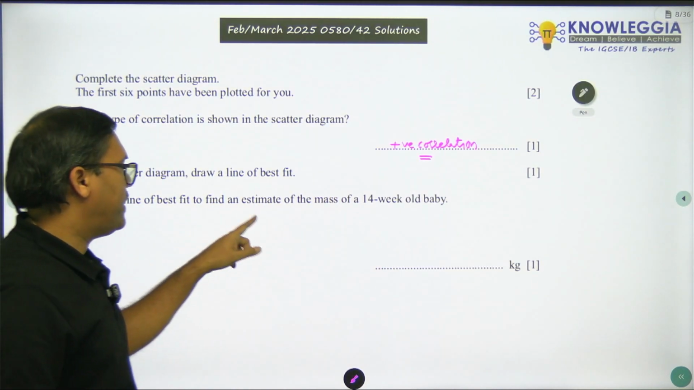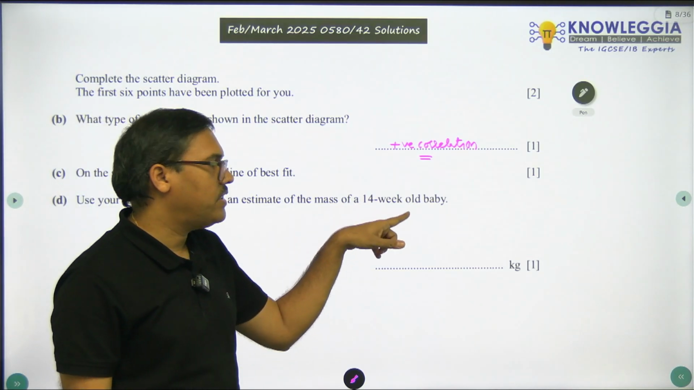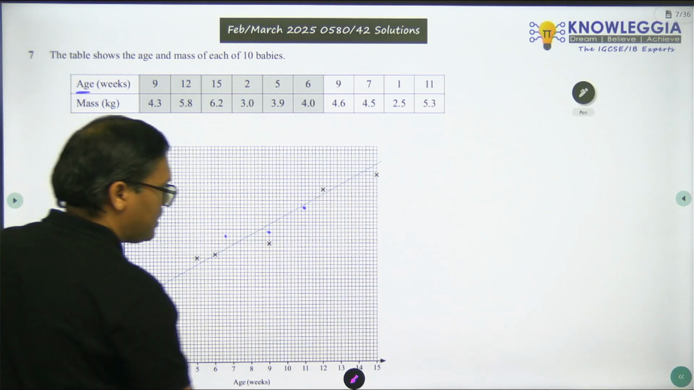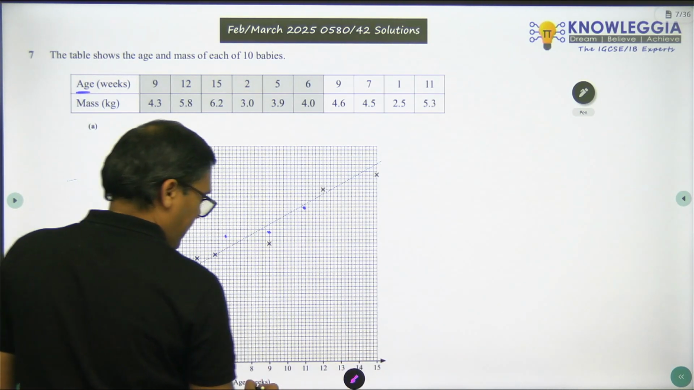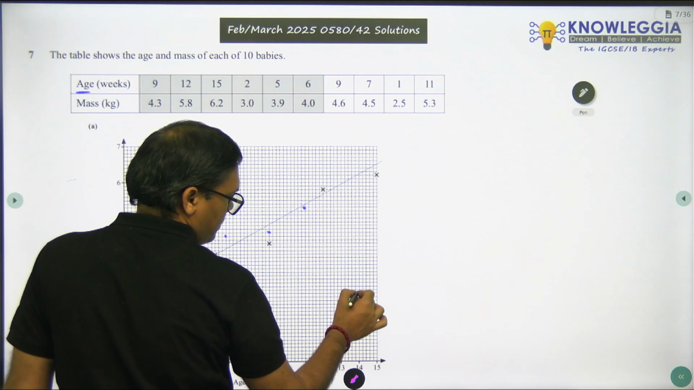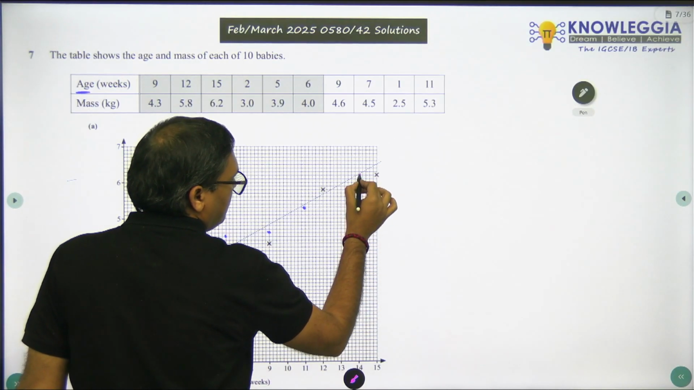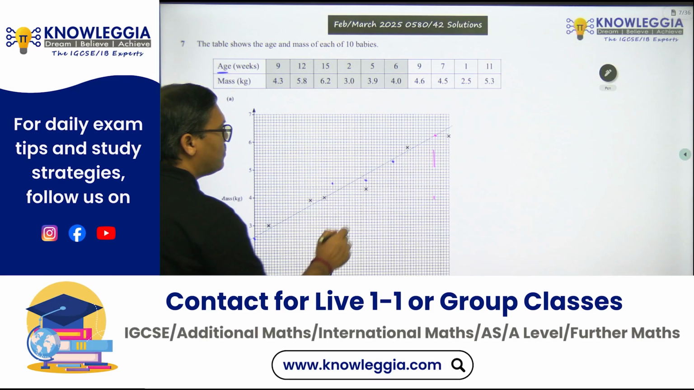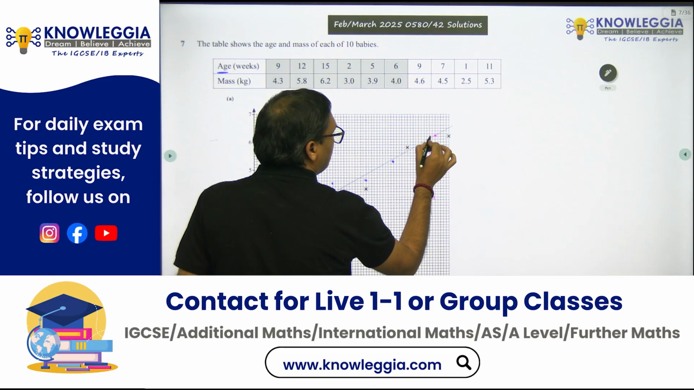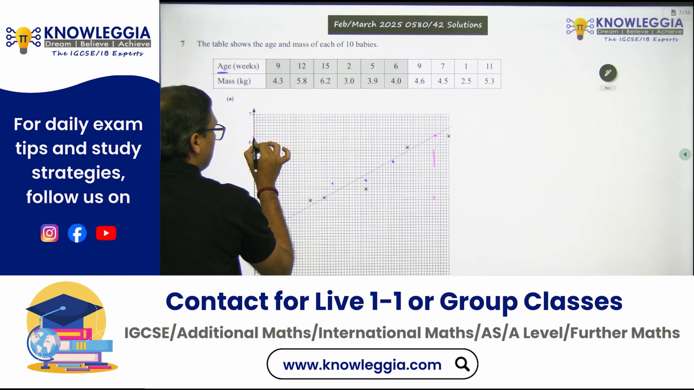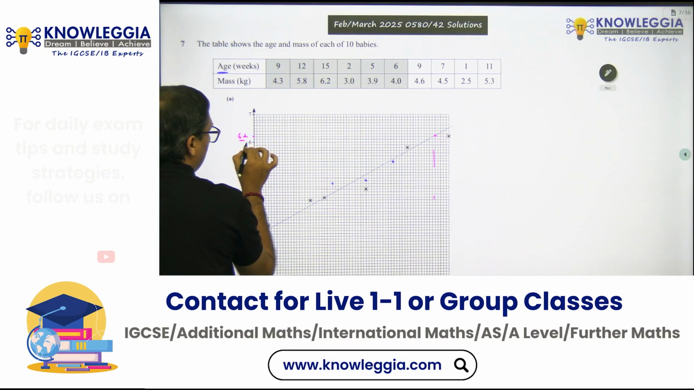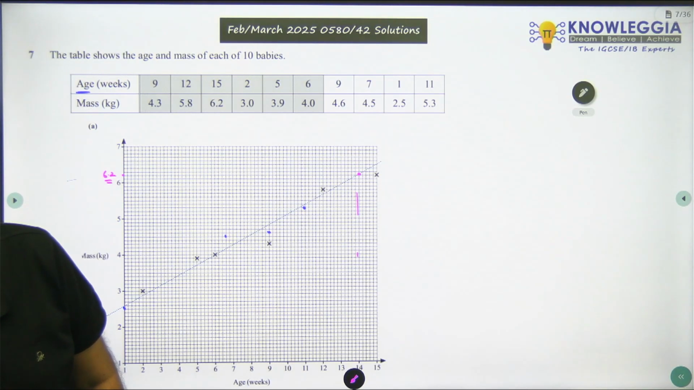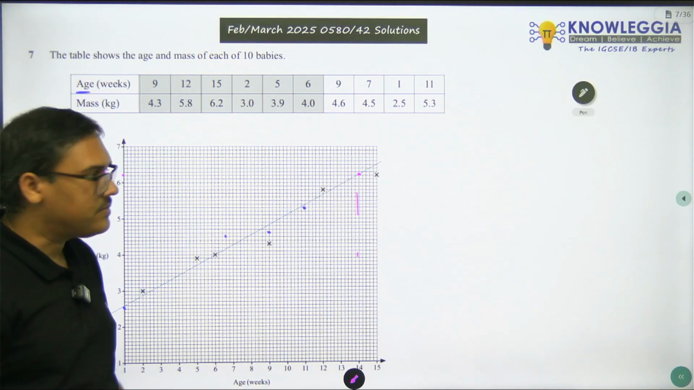Use your line to find the estimate of mass of a 14-week-old baby. So for a 14-week-old baby, what is the mass? You can see age is 14, and according to this line of best fit, this is the value. This is the value which is 6.1, 6.2. So this is 6.2. So we can see in the diagram also that it is 6.2.